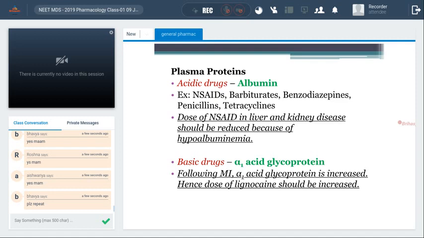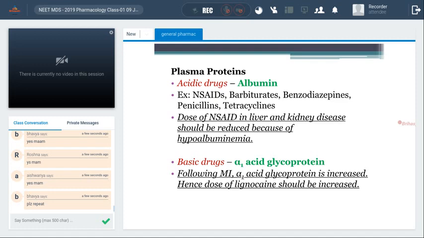That's a simple thing. Now, basic drugs will bind to alpha-1 acid glycoprotein, and there are conditions where alpha-1 acid glycoprotein can be increased. For example, myocardial infarction. Whenever a patient has a heart attack, MI, alpha-1 acid glycoprotein will increase. So almost whatever drug you give will be in the bound form. There will be very little for producing the effect. So you have to increase the dose of basic drugs. So in a liver patient, reduce the dose of acidic drugs. In a heart attack patient, increase the dose of basic drugs.